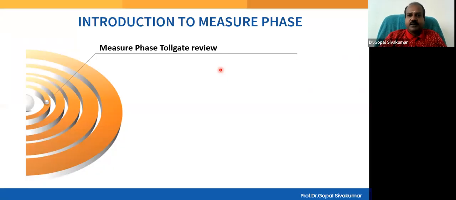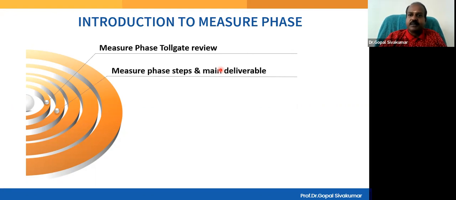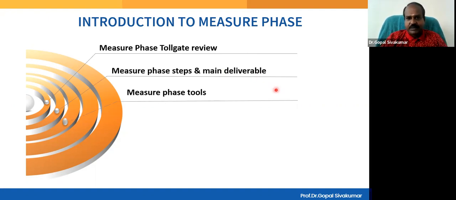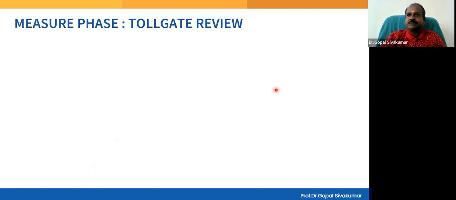Short presentation about introduction to the measure phase. Here you will understand the important questions which the Six Sigma team must be able to answer during the toll gate review. Then the important steps in the measure phase, 3 steps we always say, and then deliverable at the end of the measure phase, and then the tools and techniques that are required for you to deliver results, right?